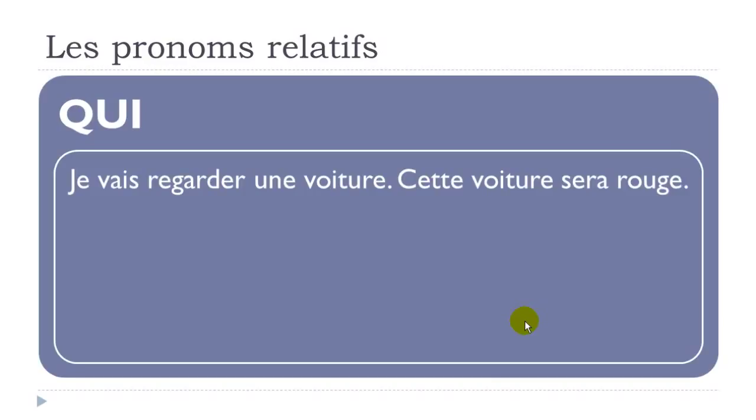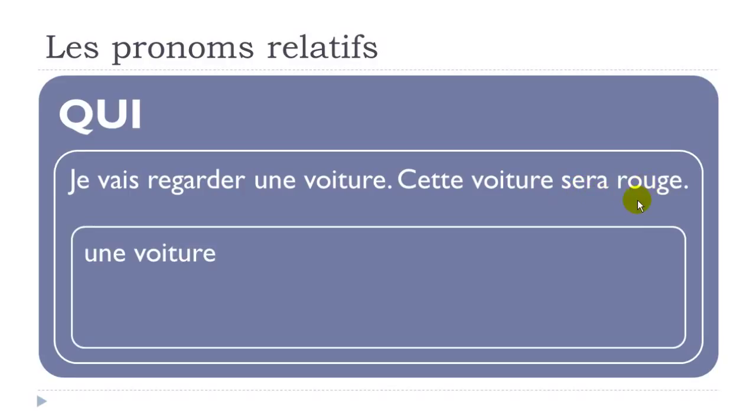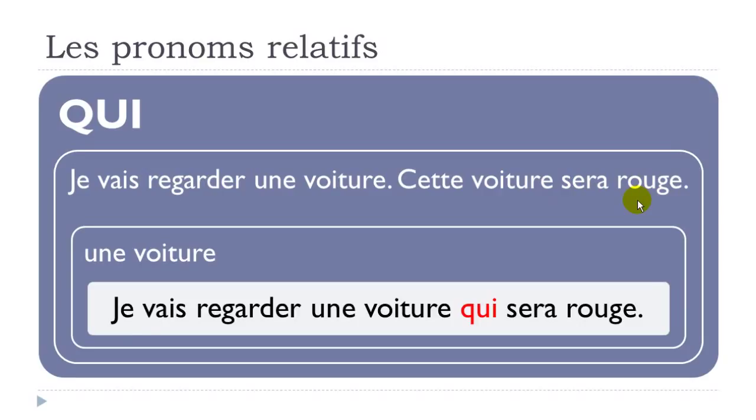Let's put that at the future. So, je vais regarder une voiture. So, I am going to watch une voiture. Okay? Cette voiture sera, so here you've got the real future, what we call futur simple, okay? So it's will be, sera rouge. Exactly the same thing, we don't want to repeat une voiture. So, je vais regarder une voiture qui sera rouge. Alright, so it's really simple.